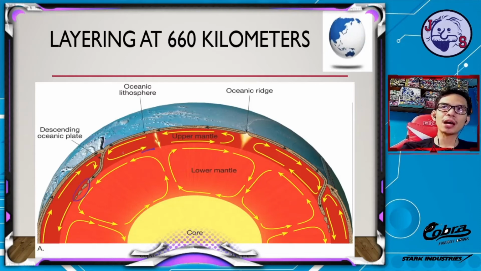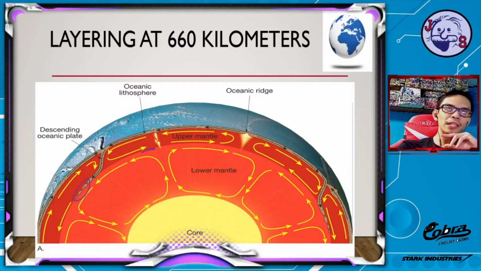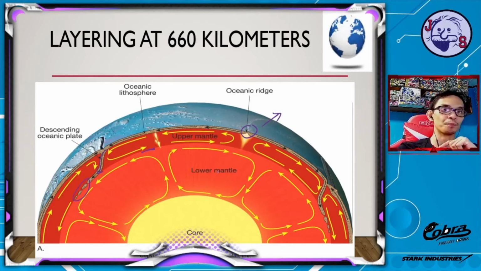So, the main idea of this model is that whatever material sinks into the upper mantle will be the same material that comes out of the oceanic ridge. If this is basalt, which has a certain chemical composition, it will be the same over here. The lava that comes out at this ocean ridge will have the same chemical composition as the one that is subducted.